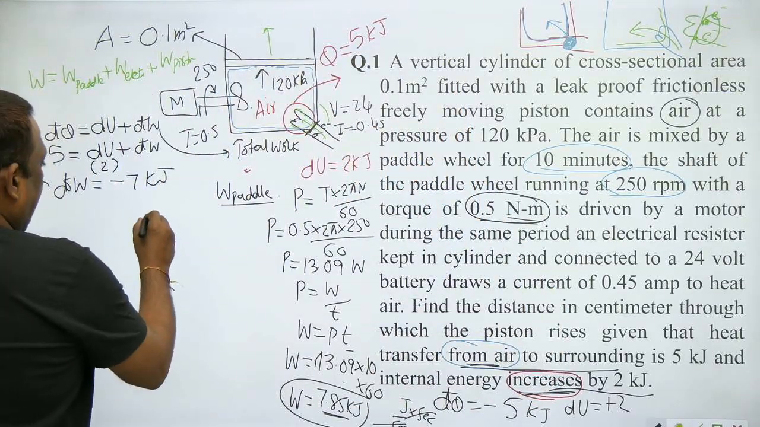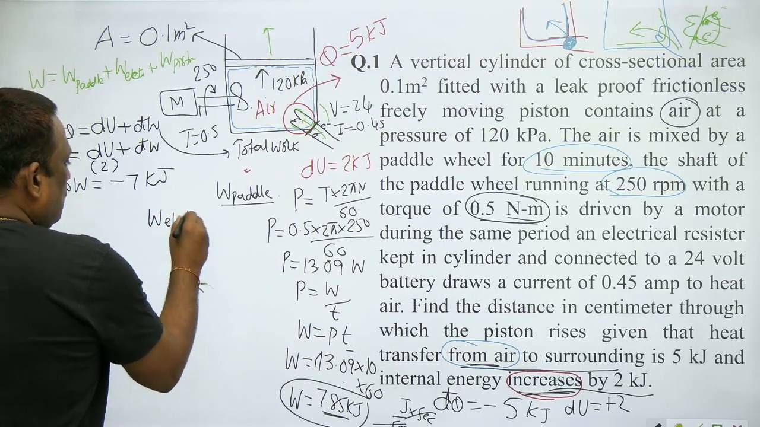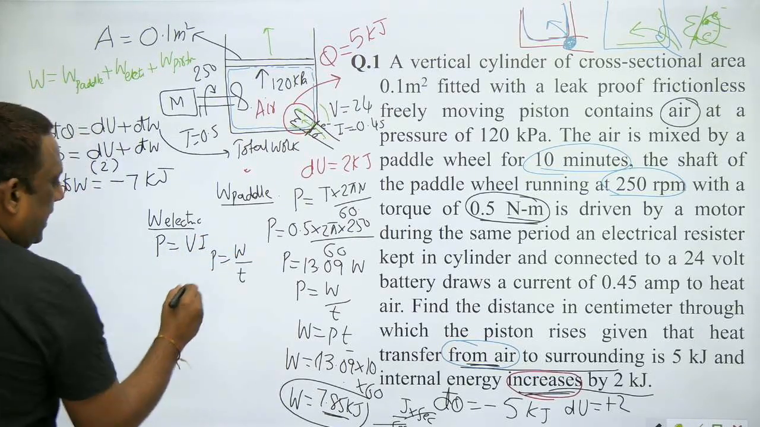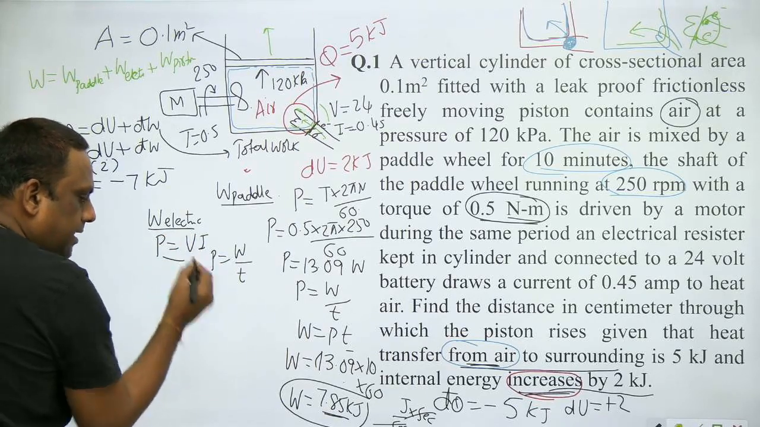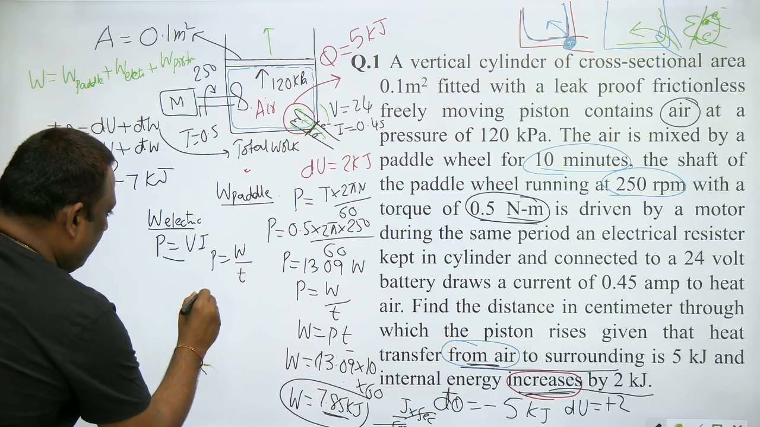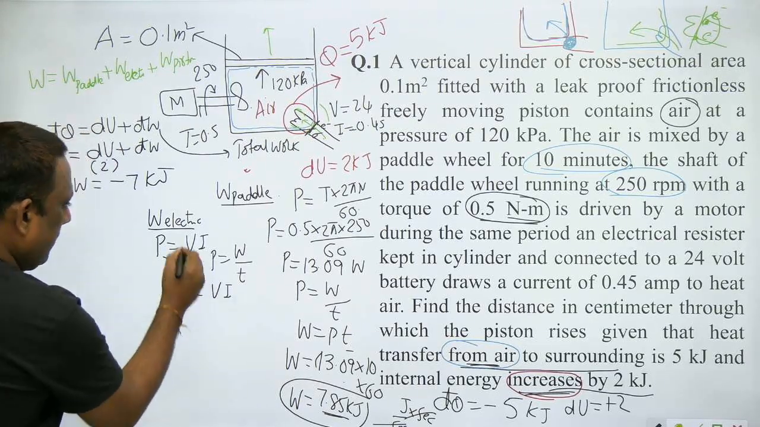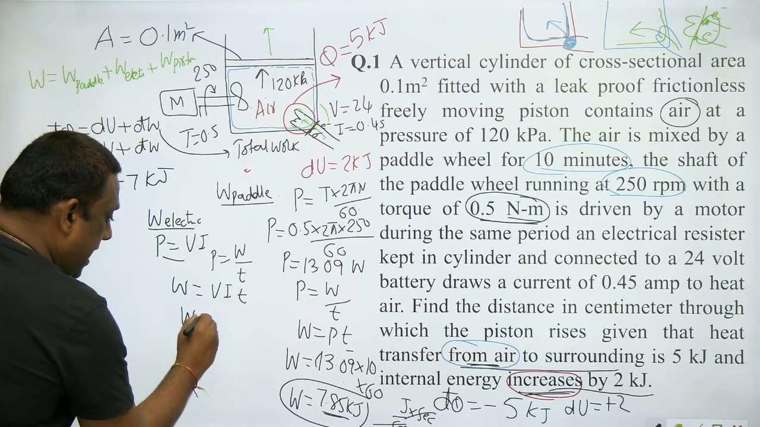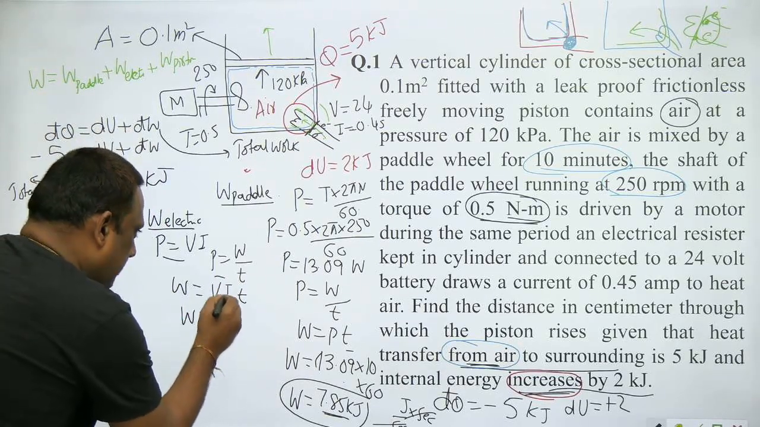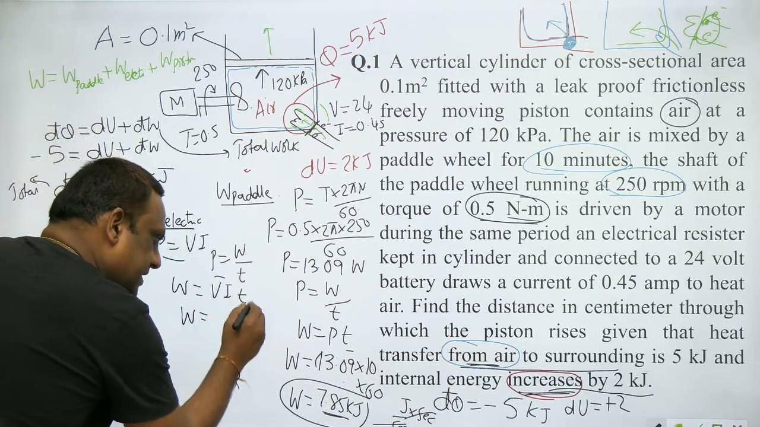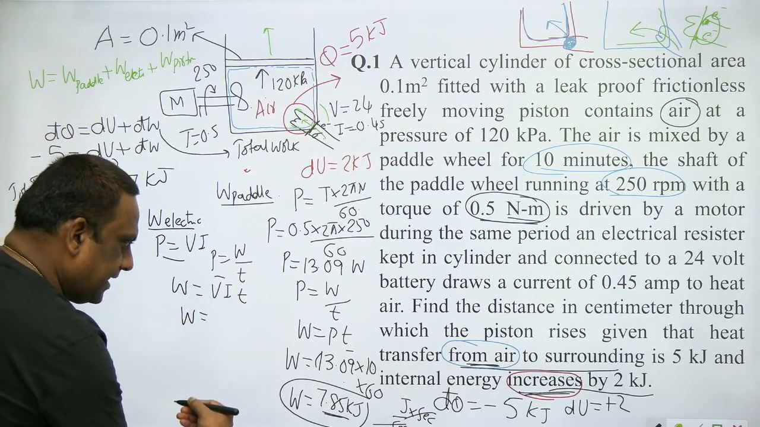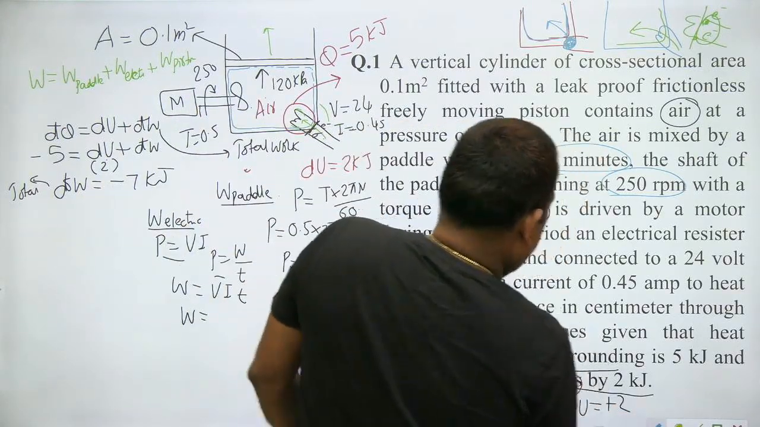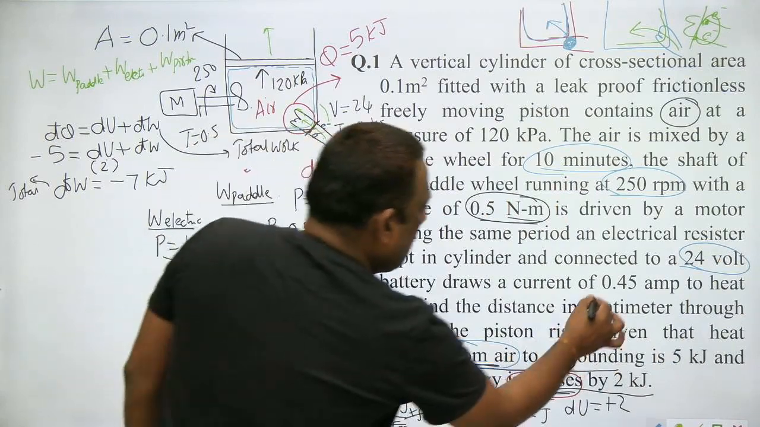Now, we will calculate electric work, my dear students. Electric work. And you know, power is equal to VI. But power is equal to rate of doing work. So work will be equal to power into time, power is VI, so work is VIT. This will be in joule per second, and if you multiply by seconds, it will come in joule. If you divide by 1000, it will be kilojoule. So what is V, the voltage? Where is it given? I will check, my dear students: 24 volts. And what is the current? 0.45 amp.